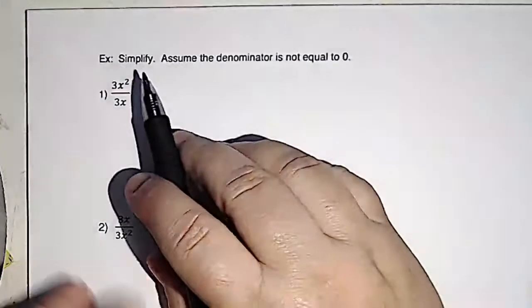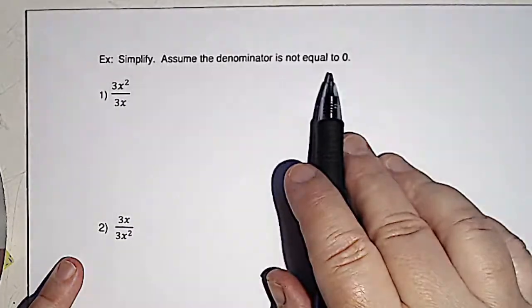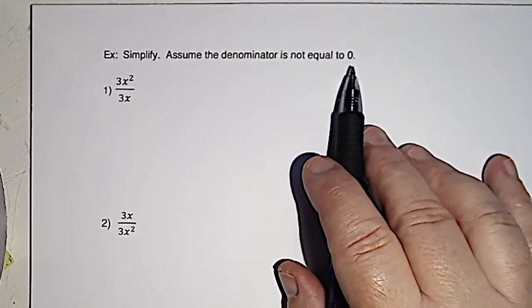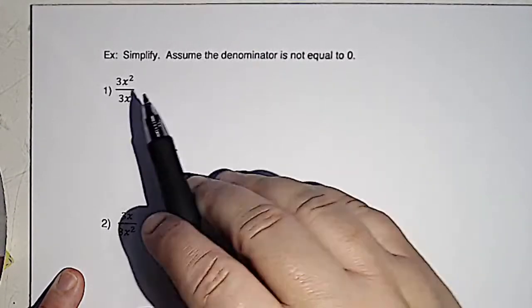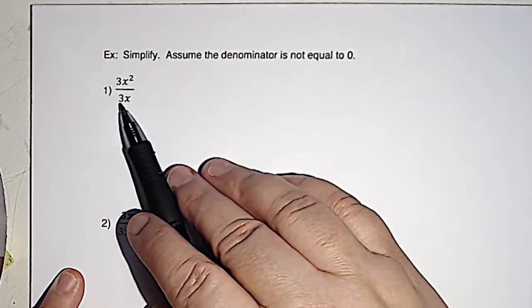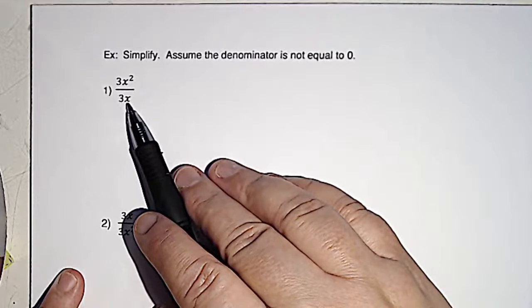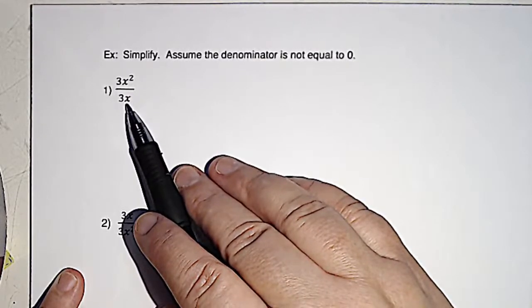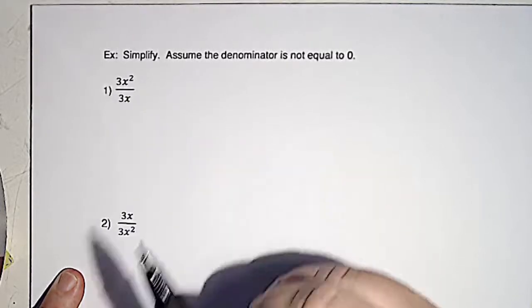So this problem is asking us to simplify. Assume the denominator is not equal to 0. So now that we've already said we know when the denominator is equal to 0, like for example here, when would the denominator be 0? The denominator is 3x. What would make that equal to 0? You're right, x equals 0. So we'd say don't let x equal 0.